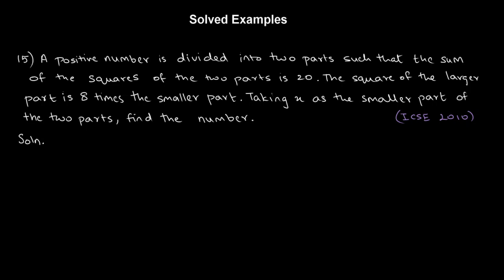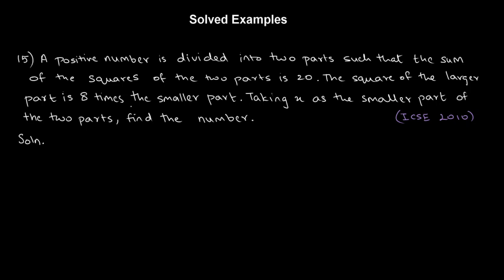A positive number is divided into two parts such that the sum of the squares of the two parts is 20. The square of the larger part is 8 times the smaller part. Taking x as the smaller part of the two parts, find the number. Question asked in the ICSE 2010 examination.